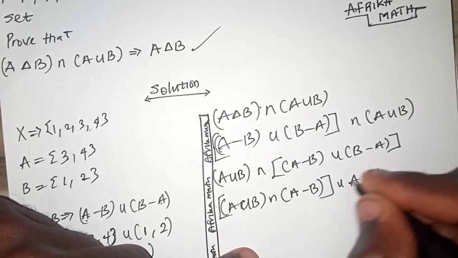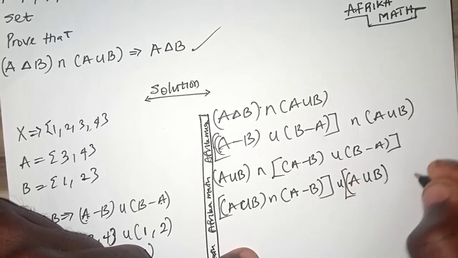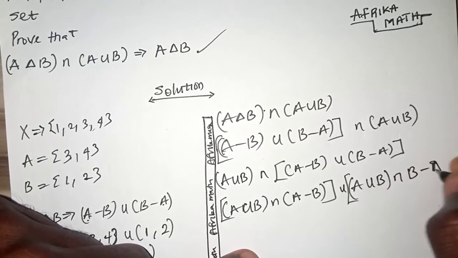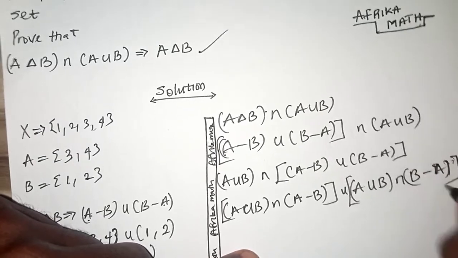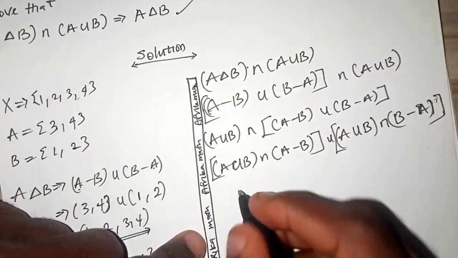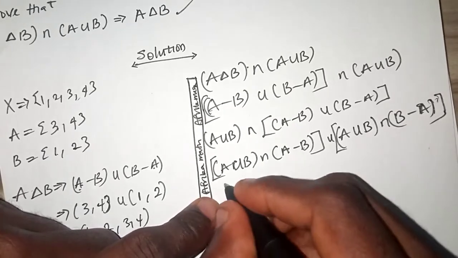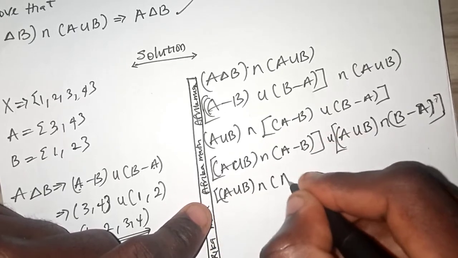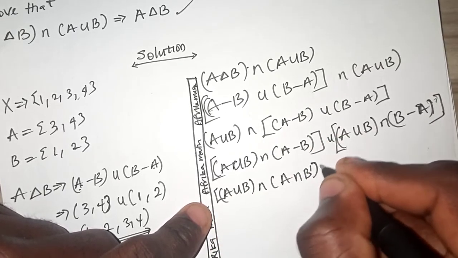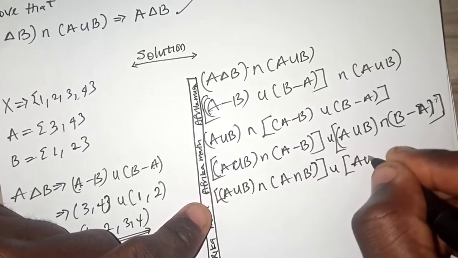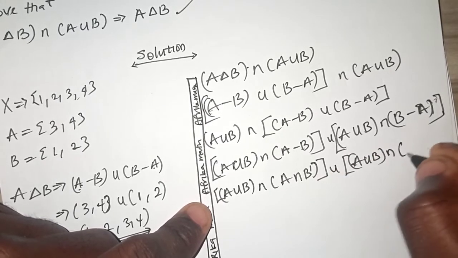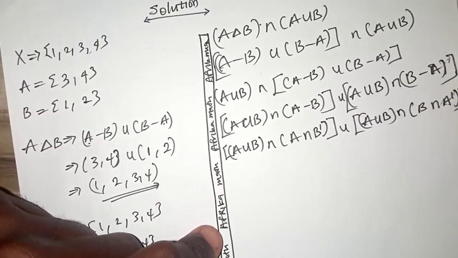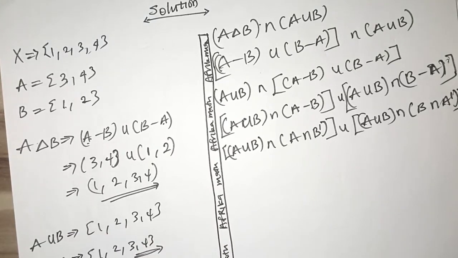We are using set distributive now, distribution. A union B intersect B difference A. Okay, after this, what's the next thing for us to do? We want to use set difference here. A union B intersect A intersect B prime. That is the definition of set difference. Okay, A union B intersect B intersect A prime. That is the definition for what? Set difference.